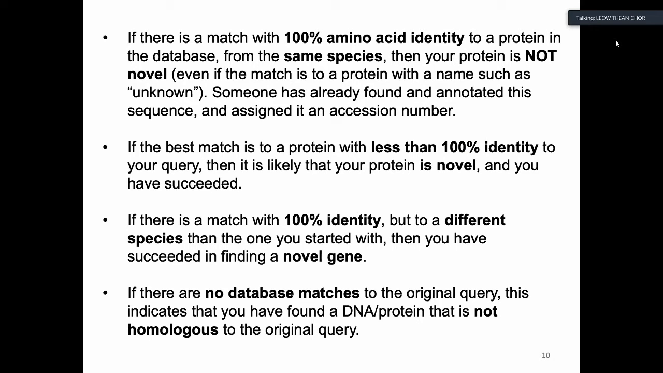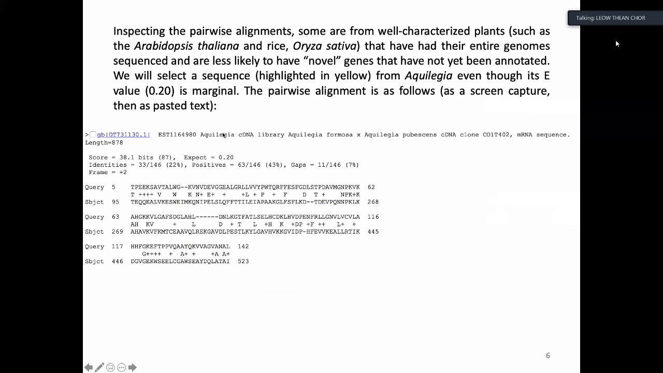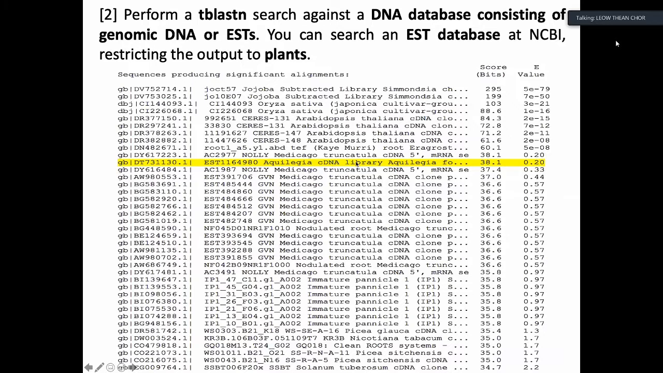The gene is not novel if it matches 100% to the same species. For example, you start with a sequence from the Aquilegia cDNA library, and after you perform the BLAST-X search and also the BLAST-P search, if you get back the same thing from Aquilegia with a 100% match, that means this is not a novel protein.